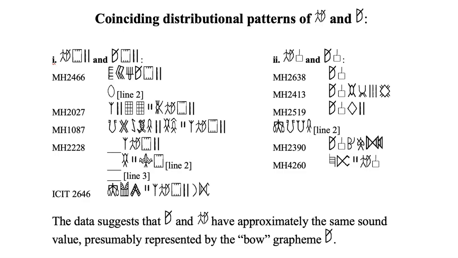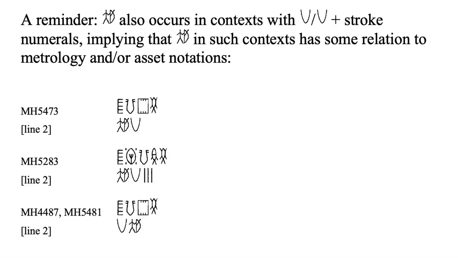But again, we have to look at the distribution. And there's a really interesting distribution trait of these two signs, and that is that they occur in, well, the bowman sign in particular. There's one instance with the bow sign as well, occurring in a similar context. But the bowman sign occurs occasionally, as we did note earlier on, if you were paying close attention in an earlier lecture, sometimes in these funny notations with this little U sign and stroke numerals and stuff like that, which we've suggested are some other kind of asset notation.